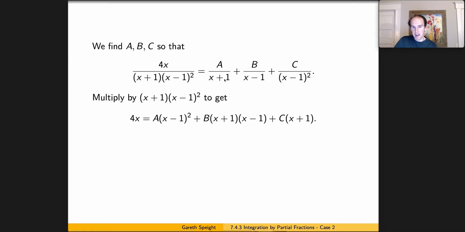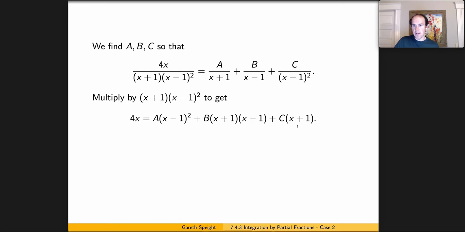If we do that, the left side is going to become 4x. And the right side is going to become, so the x plus 1 is going to cancel with the x plus 1 on the bottom. We have A times x minus 1 squared. We're multiplying by x plus 1 times x minus 1 squared. One of the x minus 1s is going to cancel out for the B. So we have B times x plus 1 times x minus 1. And then we're multiplying by x plus 1, x minus 1 squared. Where we cancel the x minus 1 squared, we're just left with C times x plus 1. And now, as before, we have two options.